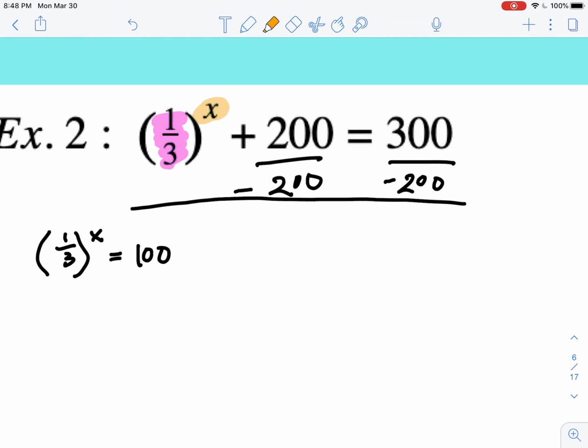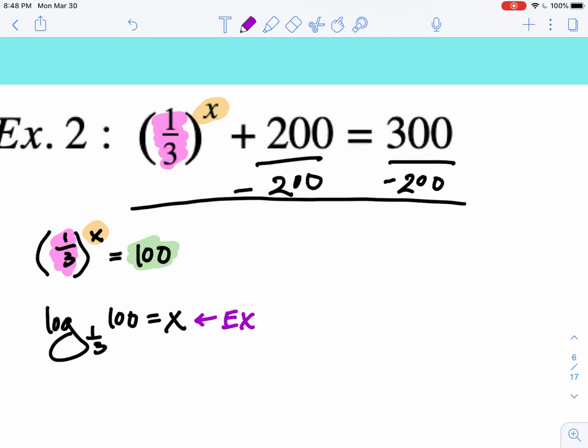But now that we've got this, we have our variable in the exponent. We have 1/3 as our base, and we have it equal to 100. And so we're going to rewrite it in log form. So we'll get log base 1/3 of 100 equals x. And right here, this is your exact solution.